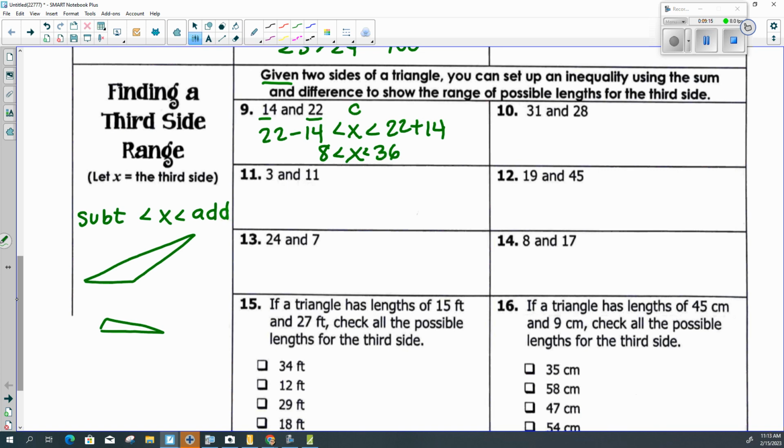Let's do, are there any that are weird? No, let's just do 12. So please set up number 12 to find those 2 values that it could be in between.